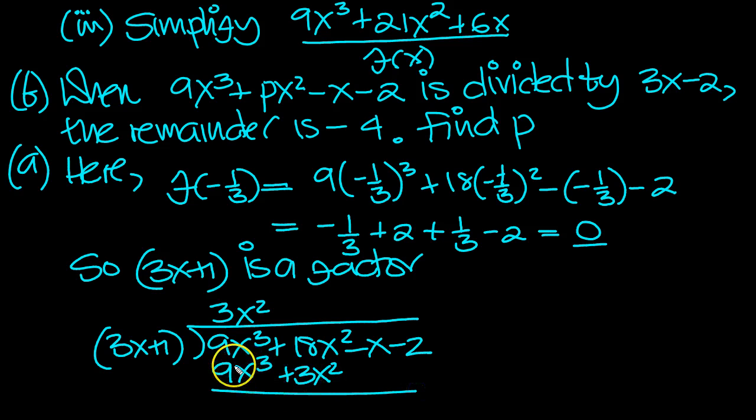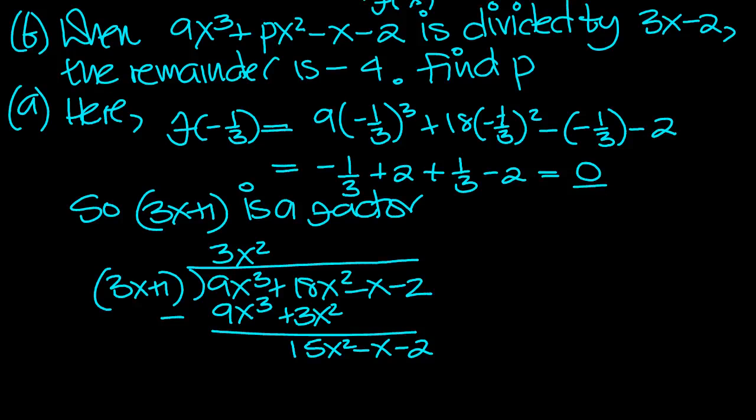Take them away. This take that cancels, that's why we're doing it. 18 take 3 is 15x squareds. Then we've got minus x take nothing. Minus 2 take nothing is still minus 2. So that's what we've got left after that first iteration, so to speak. Now, how many 3x's go into 15x squared? It's simply 5 lots of x, isn't it? That will give us the product now, 15x squareds. 5x times 1 is 5x.